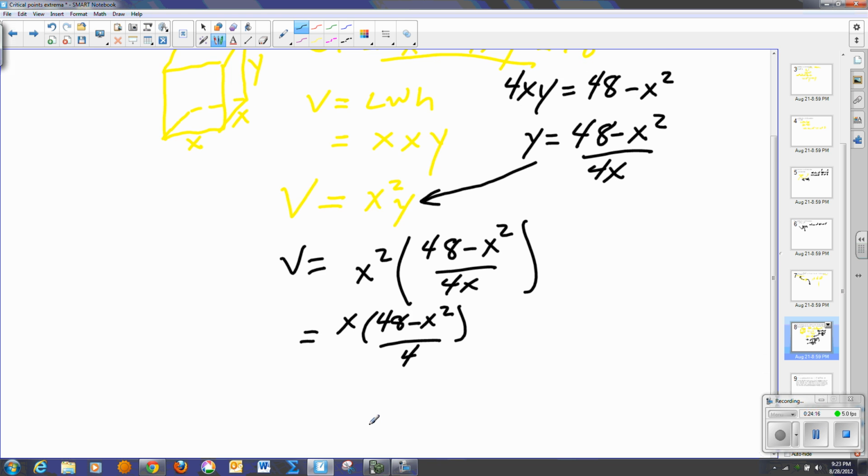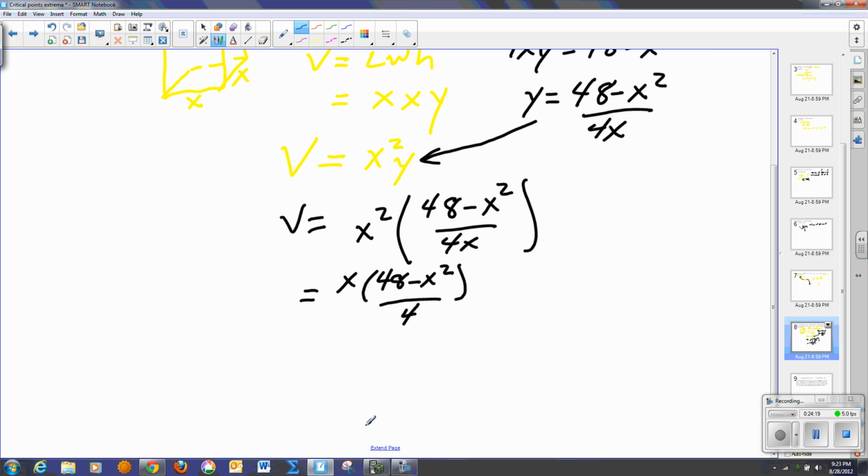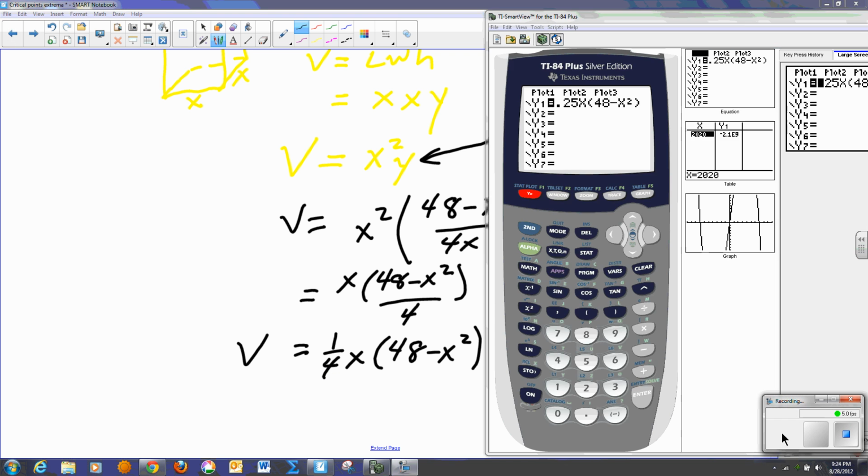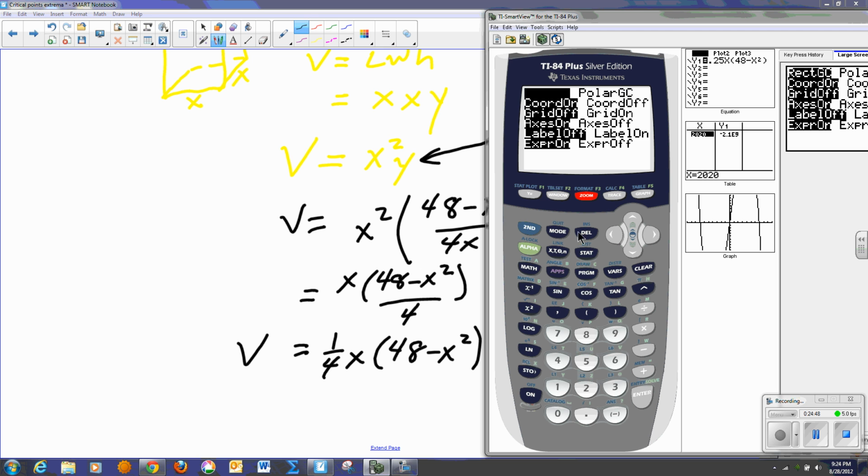I'm now going to rewrite this just one more time and say that's the same as 1/4 x times 48 minus x squared. And this is describing my volume. I want to maximize it. So I'm going to plug this into the calculator and look for its maximum. So I've got it in my calculator. I'm going to graph it in that standard window once again. So zoom 6.